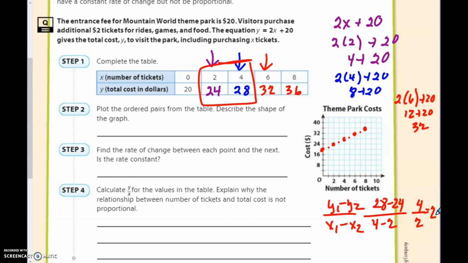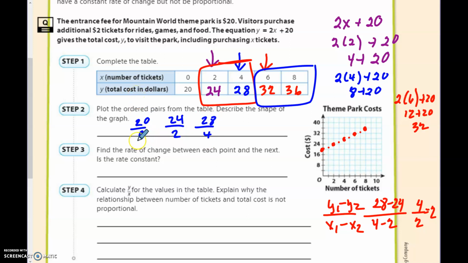Okay, so now if I do the next ordered pair, or do a different ordered pair, what's happening? Is this a constant rate of change? Is that linear? And the answer is yes. It is a constant rate of change, but if we just took 20 and divided by 0, is that going to be the same thing as 24 divided by 2 or 28 divided by 4?